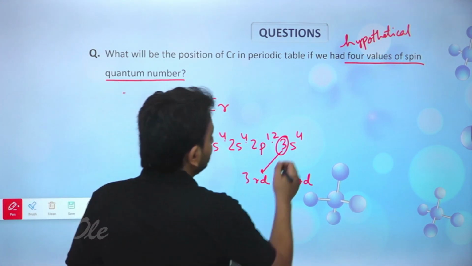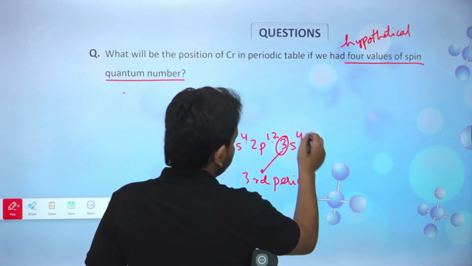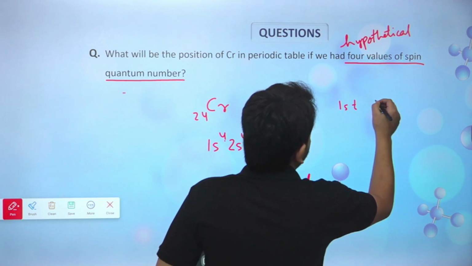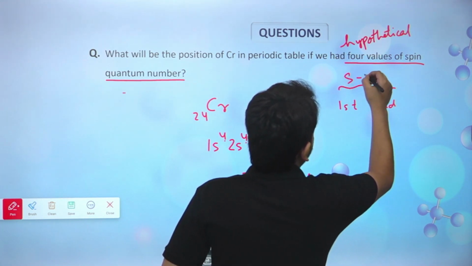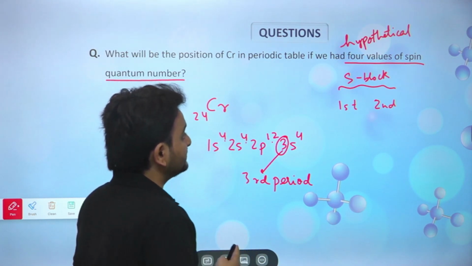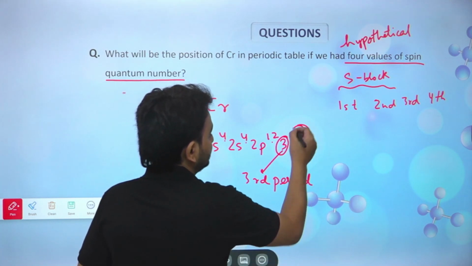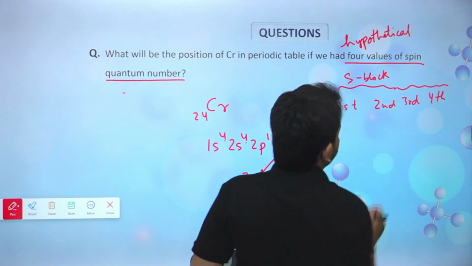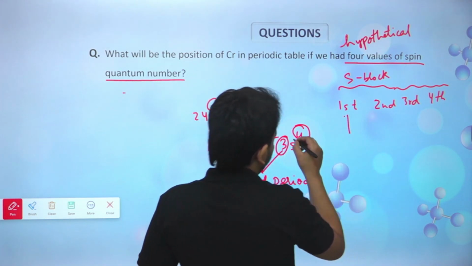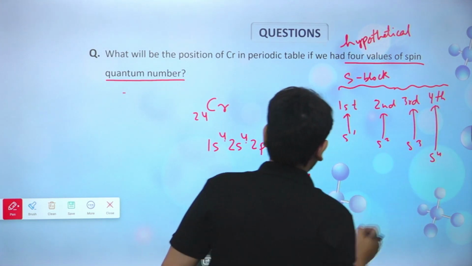And apart from that, what will be the group number? If there was now the new s block, earlier the s block was the first group and the second group, if you remember from the last class. Now, because there could be 4 electrons in this hypothetical situation, the third and fourth electrons go into the subshell too. So this entire thing will now be the s block: s1, then s2, then s3, then s4. So basically this will be the 4th group.